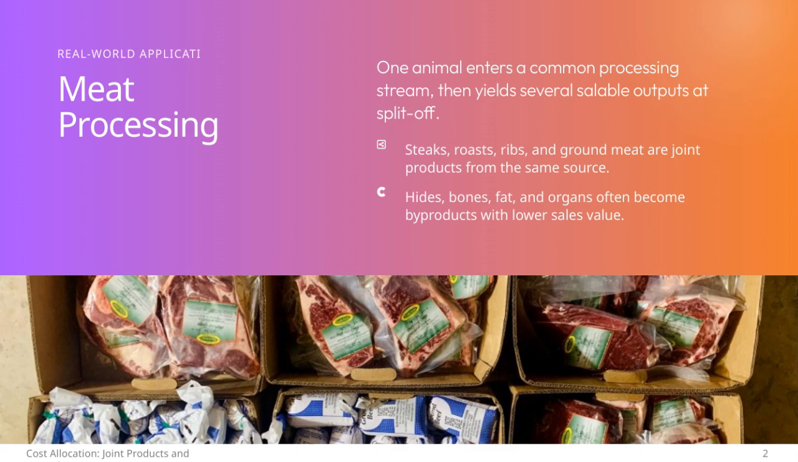Understanding this distinction is important because it helps us allocate costs more accurately between the main products and the secondary byproducts, reflecting their respective economic values.